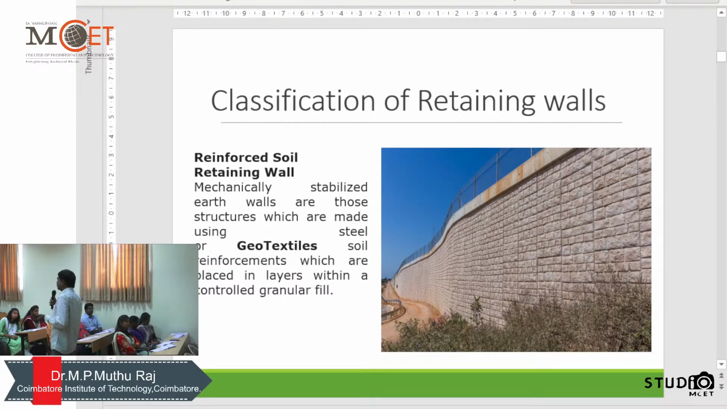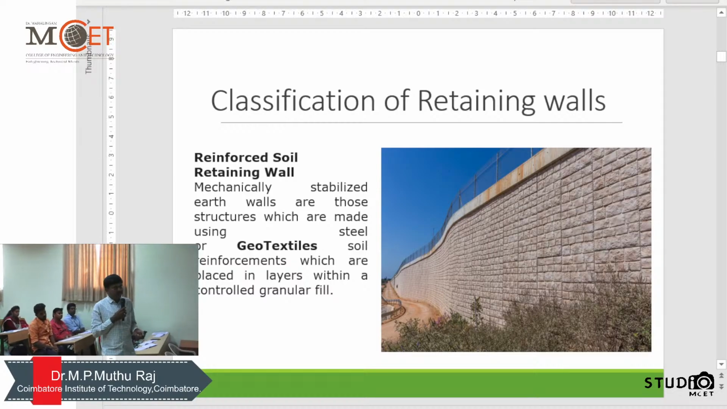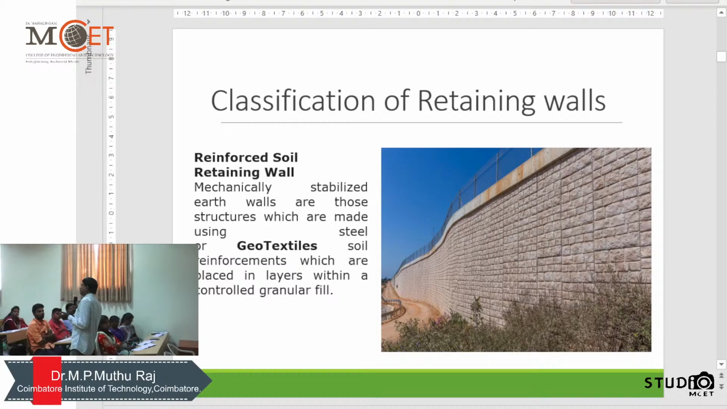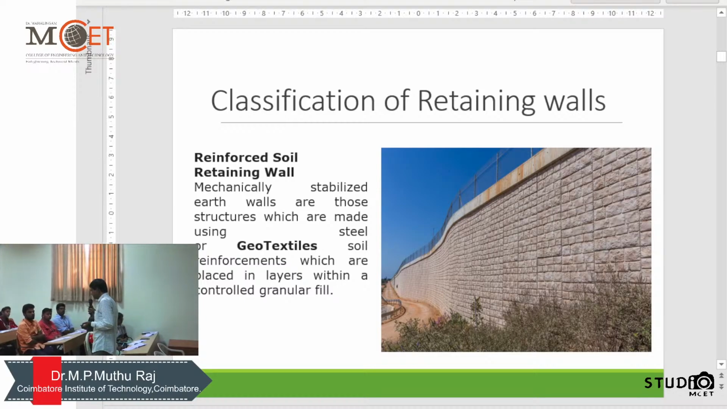What kind of modification can you do with these walls? Don't think that this is a structural element. It is not a structural element. The outer portion of the wall is not a structural element. What it will offer, you try to understand.